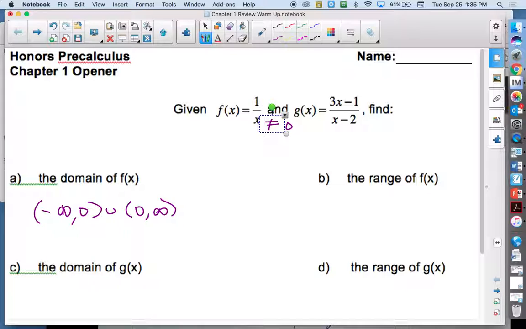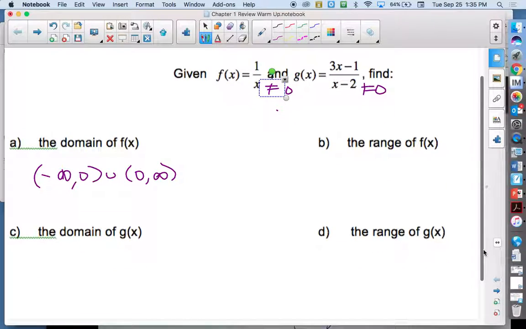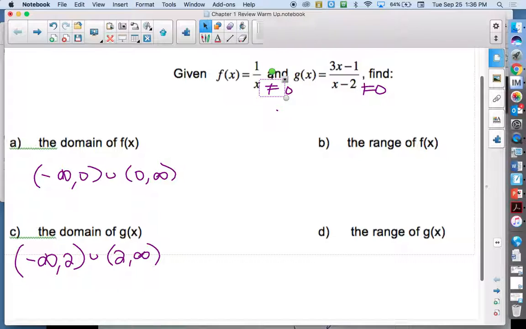Going underneath and looking at letter C, talking about just the domain. Chelsea, how about the domain for g of x? It can't be positive 2, so it would be negative infinity to positive 2 with parentheses and then 2 to positive infinity. Good. So again, when you have a fraction, whatever makes the denominator 0, that number would be excluded from your domain with parentheses around it. That's the restriction on the variable.